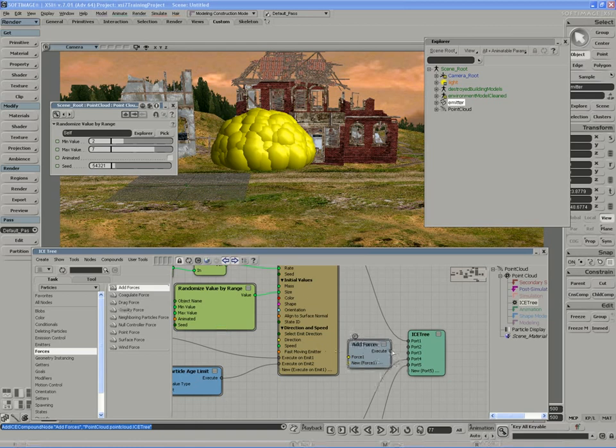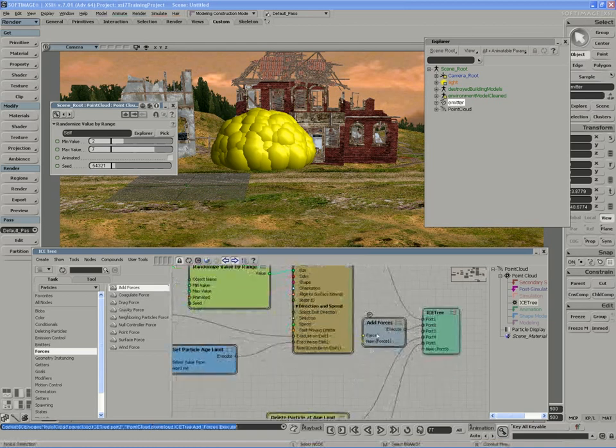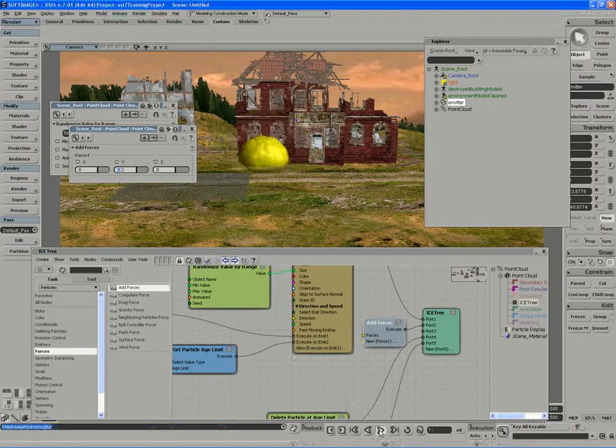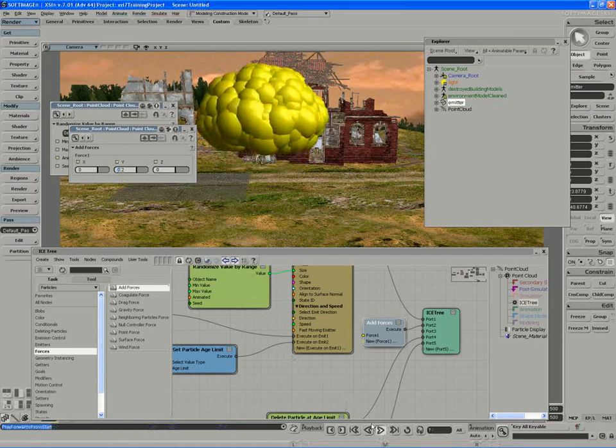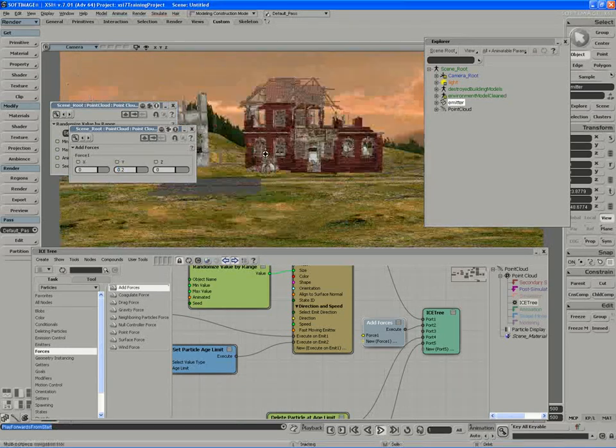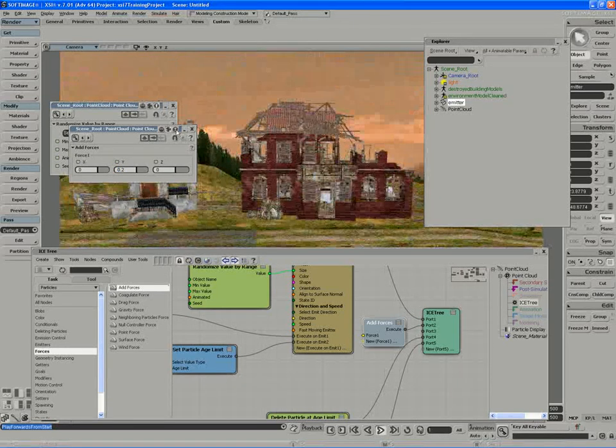So I'm going to add in a force to port 2, and the first thing I'm going to do is give the particles a slight upwards motion of about 0.2 units per second. So the particles are now streaming upwards, and they die out about around the top of the house. Okay, so that works out pretty well.